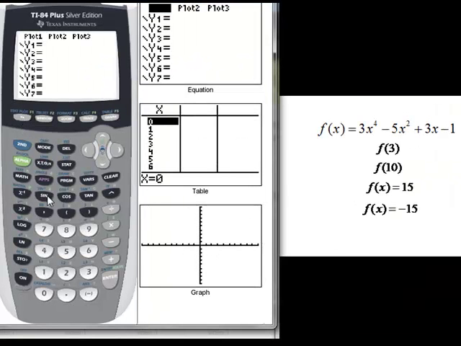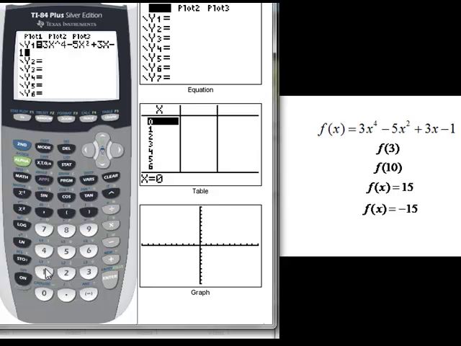First thing we're going to do is go to our y equals and enter our function, which is 3x to the fourth, so we'll use a caret, minus 5x squared plus 3x minus 1. And we'll use this the whole time.